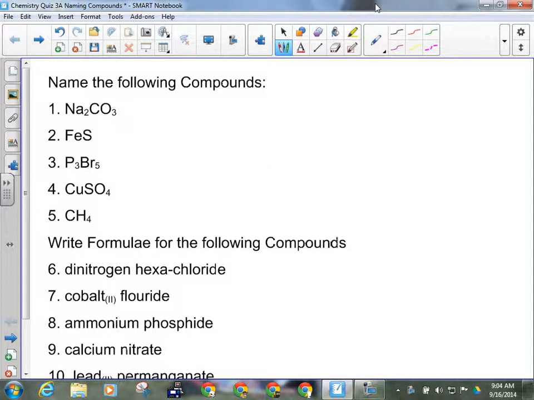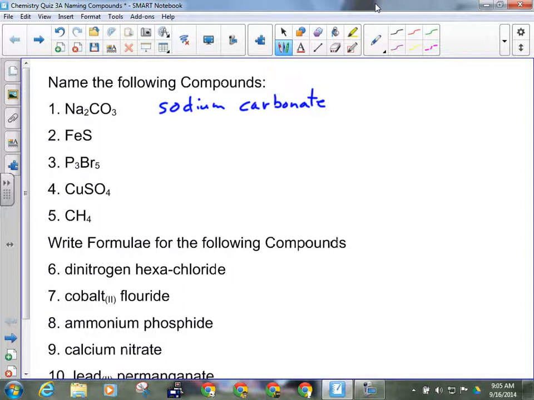First one, I've got a metal, sodium, with a polyatomic ion, carbonate, so it's an ionic compound, so I name it as such. This is sodium carbonate. No capital letters. If it has capital letters, it is wrong. Okay.